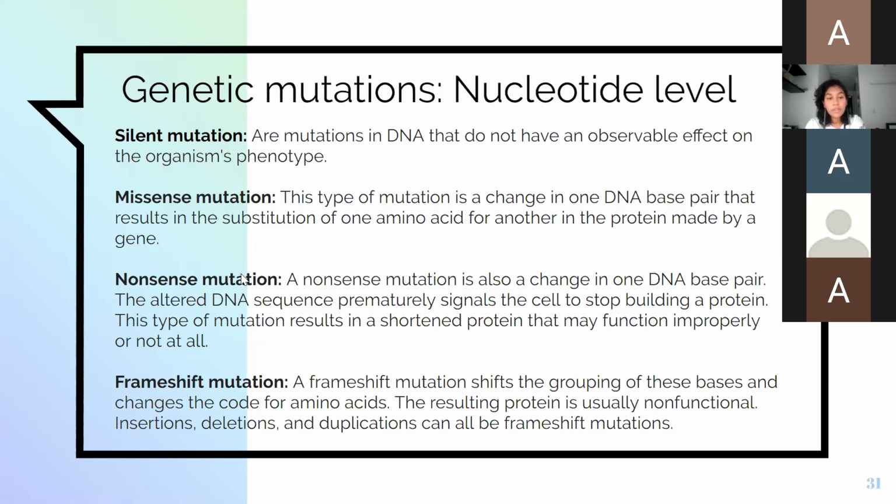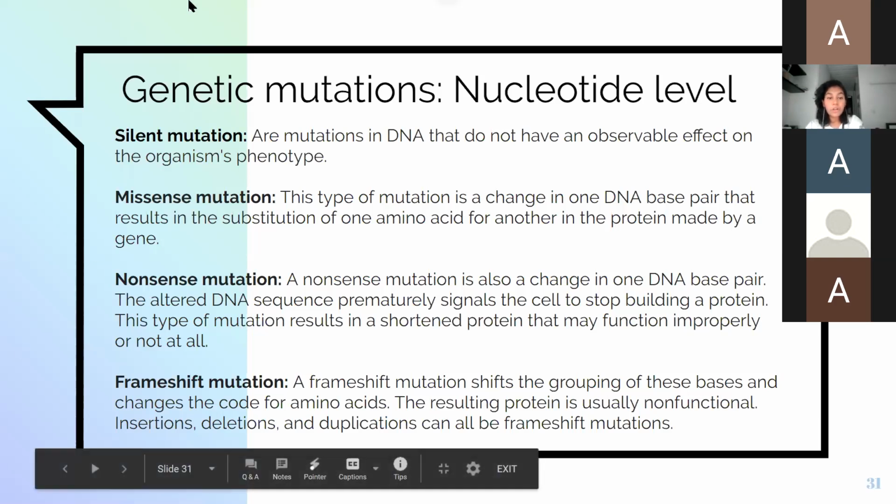And then you have a nonsense mutation. A nonsense mutation is when one change in a DNA base pair, rather than coding for a different amino acid, codes for a stop codon. A stop codon stops the rest of the protein from being built, and hence it's a really short protein that does not function at all, and it's just got rid of by the body.